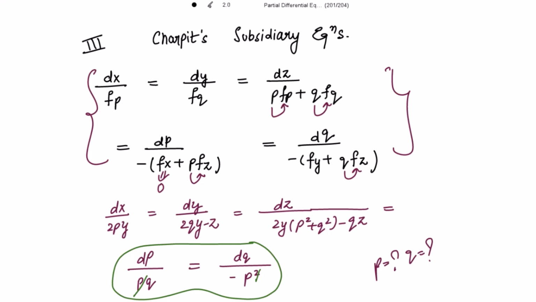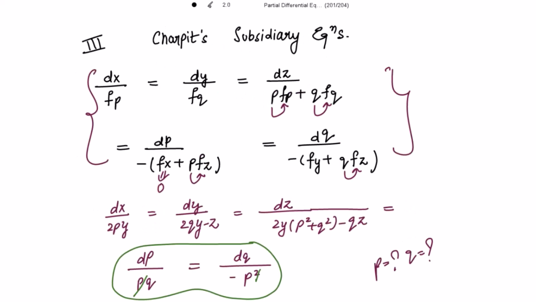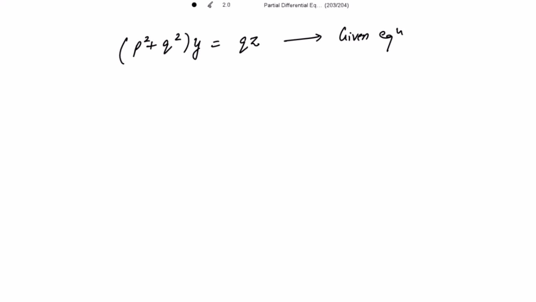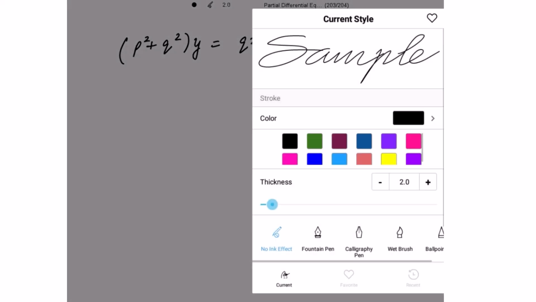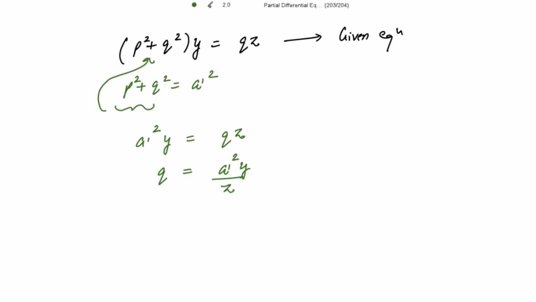We are going to use the given equation. This one, this is your given equation. Let's use this equation. So this is the given equation and we have the relation p square plus q square equal to a dash square. Let's put this value of the sum of p square and q square in the given equation. So we get a dash square y equals qz, or q equal to a dash square y divided by z.